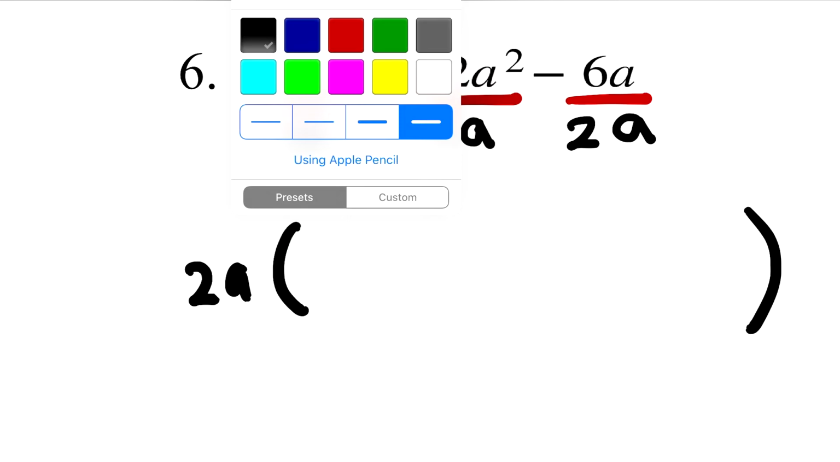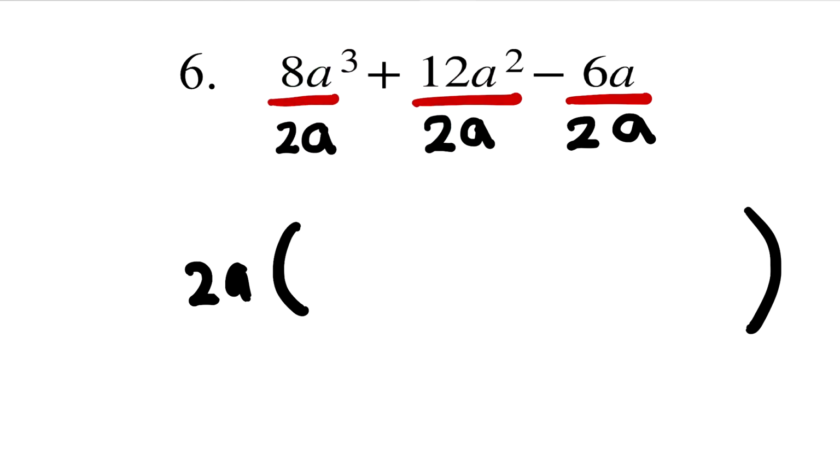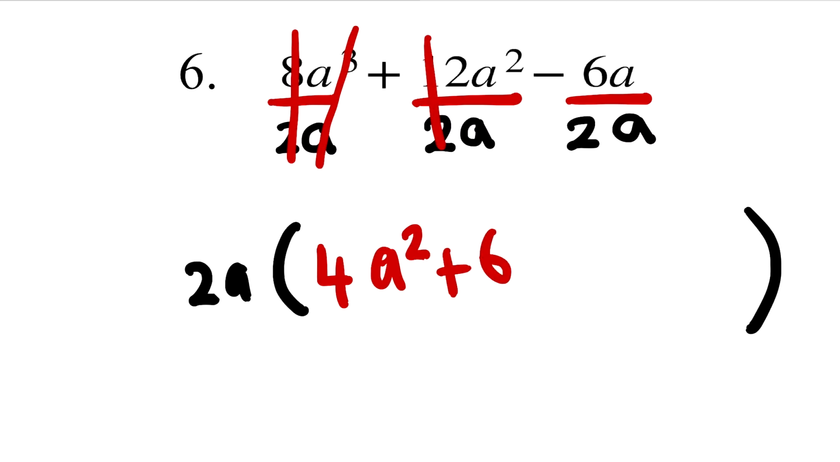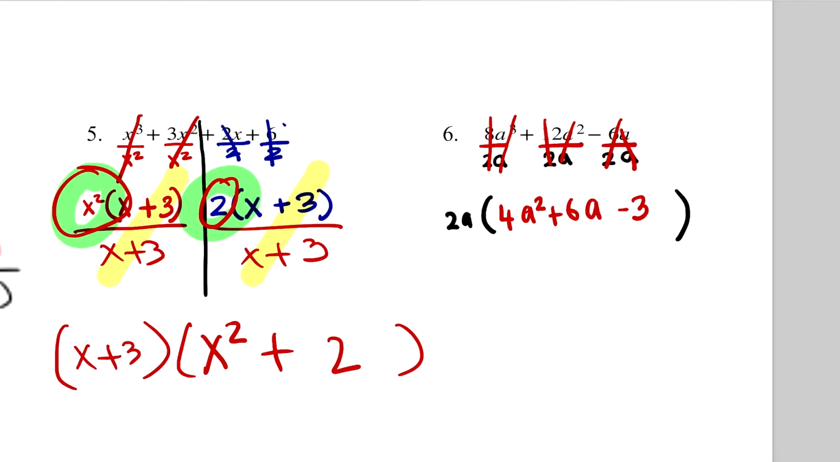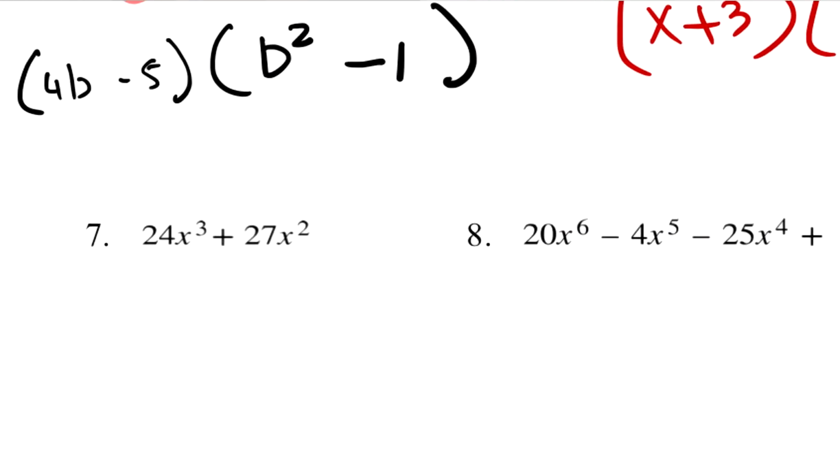Now I'm going to go ahead and reduce. 8 divided by 2 is 4. A cubed divided by a is a squared. That gives you a 6. That gives you an a. That gives you a 3. And that goes away. So that's the best we can do. Okay, good job. Number 7.